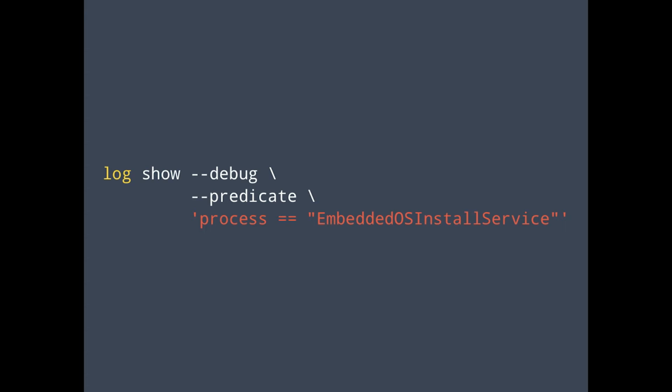So we were seeing a message here in the logs that indicated that something was going on. So we were able to use the show command and filter on the embedded OS install service process to show just the logs that were being generated by that process itself. In using this, Eric was able to kind of reverse engineer what's going on and figure out where it was calling from, what it was downloading, and this resulted in some radars that were open.